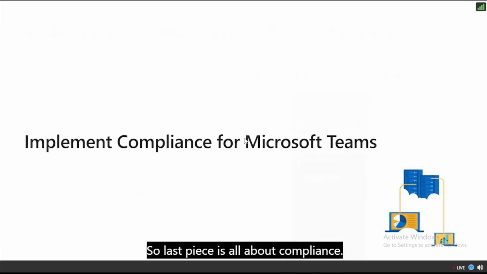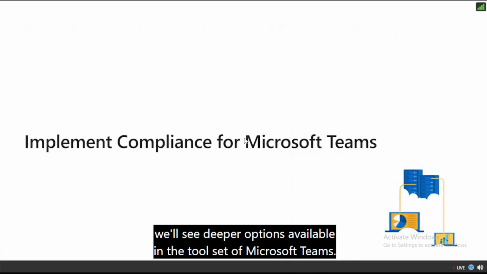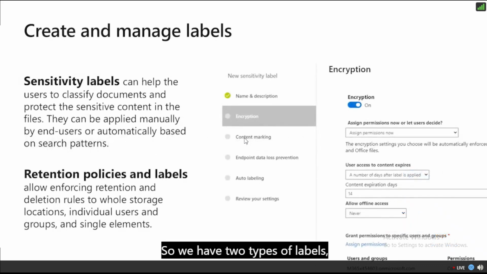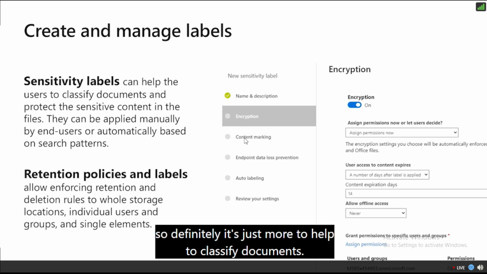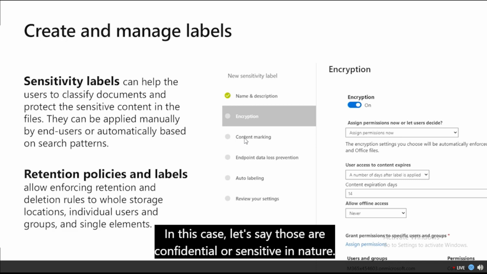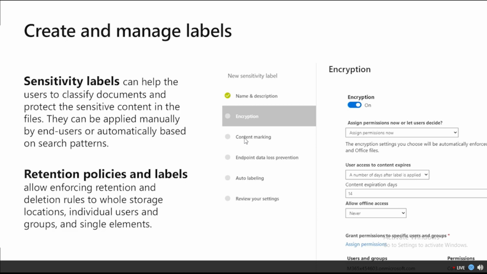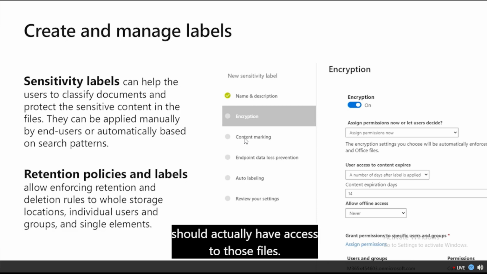The last piece is all about compliance. When it comes to compliance, we'll see the different options we have available in the toolset of Microsoft Teams. Let's start with something known as labels. We have two types of labels. Either those are sensitivity labels, which help you classify documents that are confidential or sensitive in nature, so maybe just a handful of individuals should have access to those files.